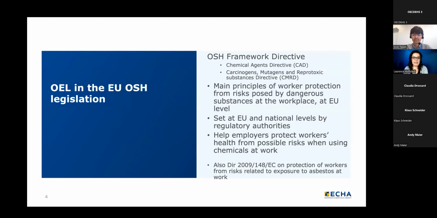So in Europe, we have the Occupational Safety and Health Framework Directive, which lays out the main principles of worker protection from the risk posed by dangerous substances at the workplace. It encompasses several directives: the Chemical Agents Directive, the Carcinogens, Mutagens, and Reprotoxic Substances Directive, and also the Directive on Protection of Workers from risk related to exposure to asbestos at work.